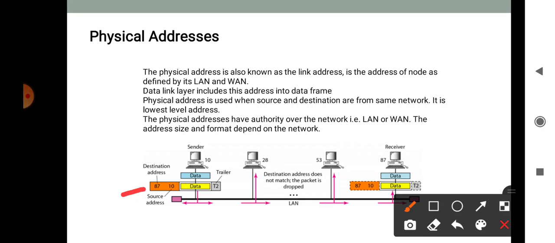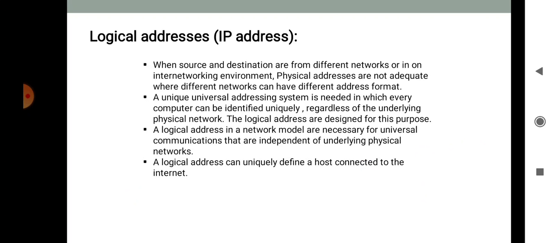Most local area networks use a 48-bit, that means 6-byte, address written as 12 hexadecimal digits. Every byte, 2 hexadecimal digits, is separated by a colon, for example 07:01:02 and so on. Then the second addressing type is logical addresses, that means IP addresses.